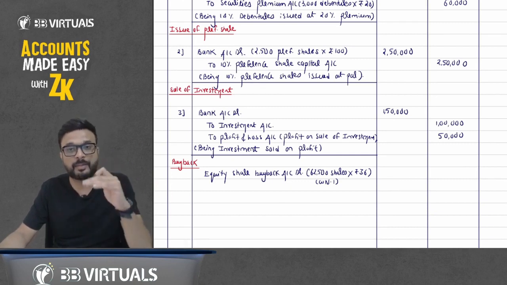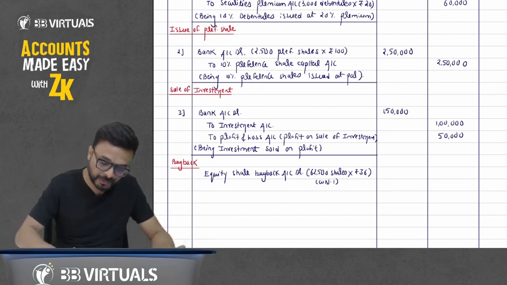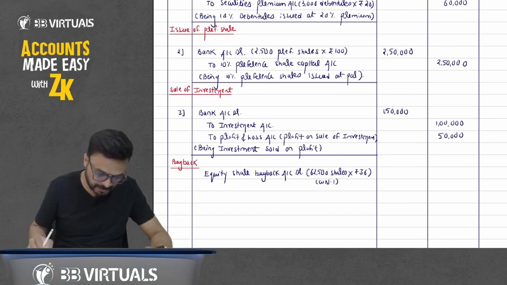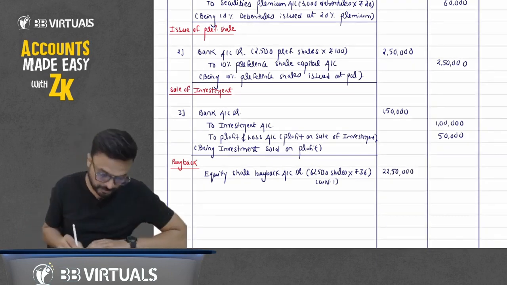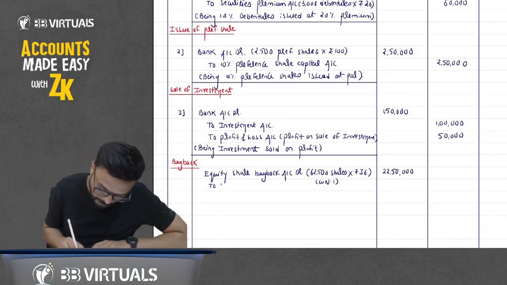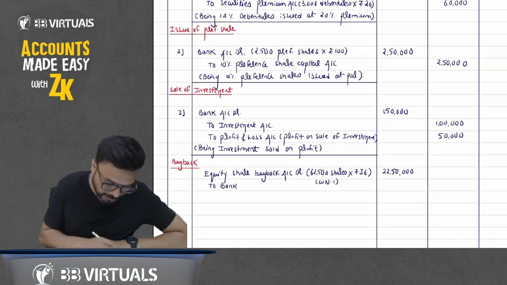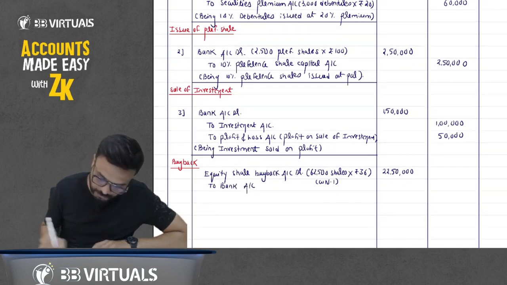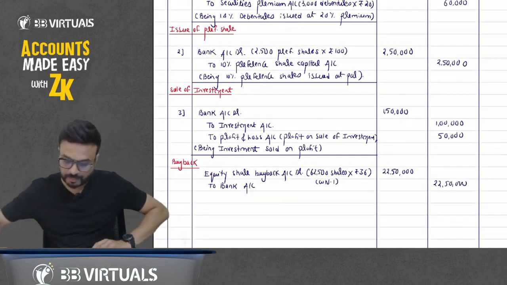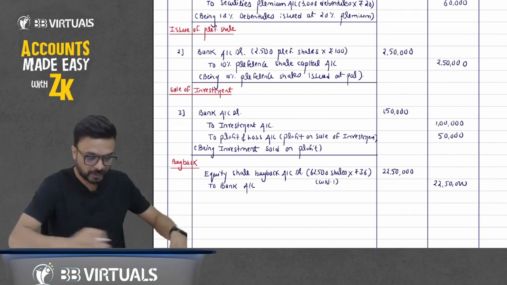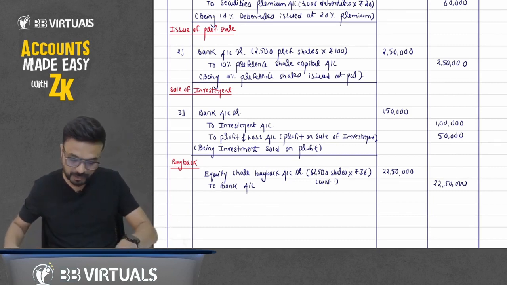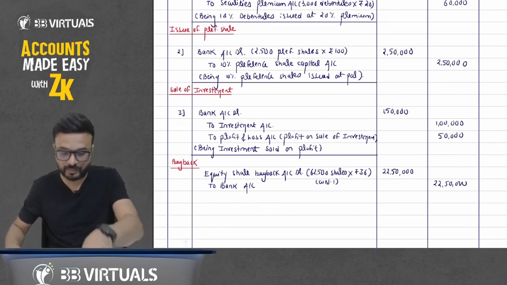So equity share buyback account debit, 62,500 multiplied by 36 comes to 22,50,000, to bank account. To bank account, how much are we paying? 22,50,000. So we are paying them. Just give me 1 minute. How much are we giving them? 22,50,000 we are giving them.